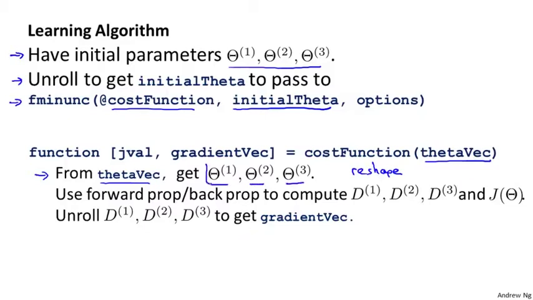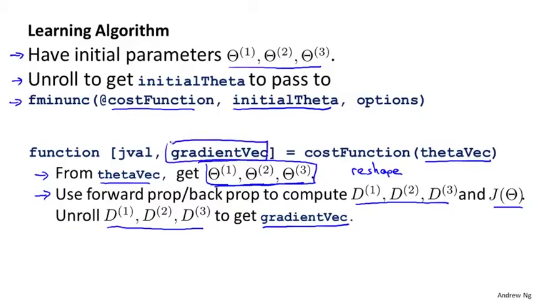So these are going to be matrices that I'm going to get. That gives me a more convenient form in which to use these matrices so that I can run forward propagation and back propagation to compute my derivatives and to compute my cost function J of theta. And finally, I can then take my derivatives and unroll them, keeping the elements in the same ordering as I did when I unrolled my thetas. I'm going to unroll D1, D2, D3 to get gradientVec, which is now what my cost function can return. It can return a vector of these derivatives.